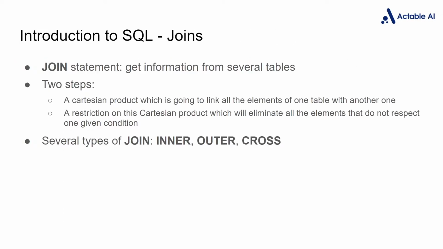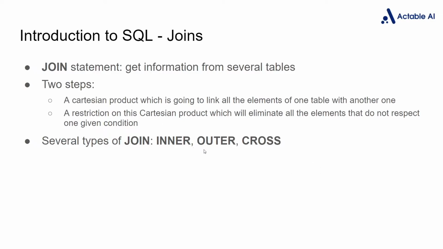Okay, so this is great. Now let's move forward to the joins. The joins are here to get information from several tables at the same time. Basically it goes into two steps. First, we do a Cartesian product, which is going to link all the elements of one table with another one. And then after that, we do a restriction on this product, which will eliminate all the elements that do not respect one given condition. So yes, this is the main principle of the join statement. We'll see how we can use that just after.